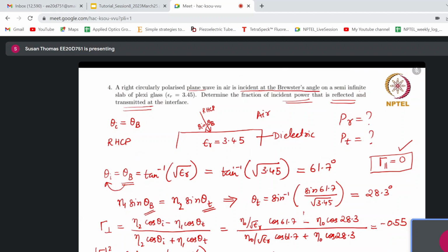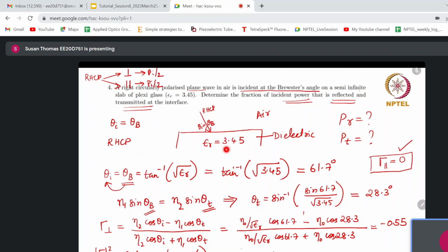Now see, an RHCP plane wave is incident. So this has a perpendicular component and also a parallel component. Half of the incident power is in the perpendicular component and the other half of the incident power is in the parallel component. Now, when we say reflected power, this 30.3% is including both.